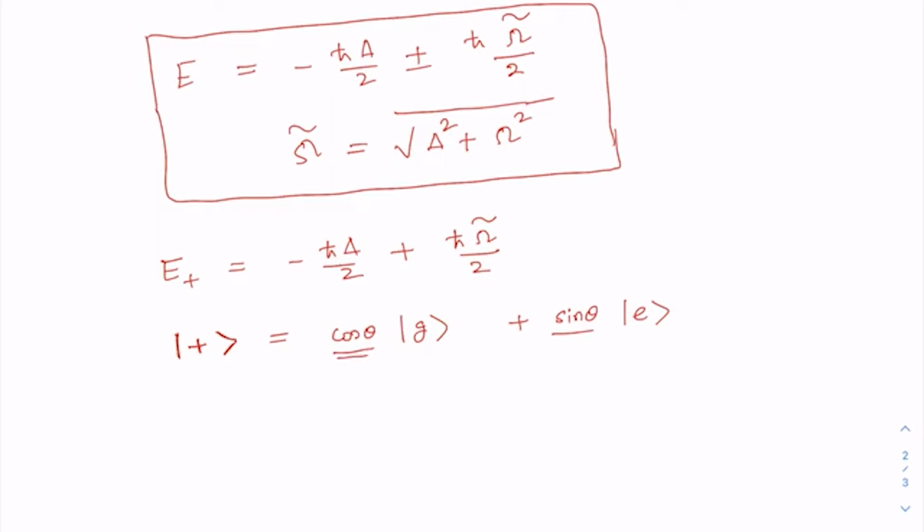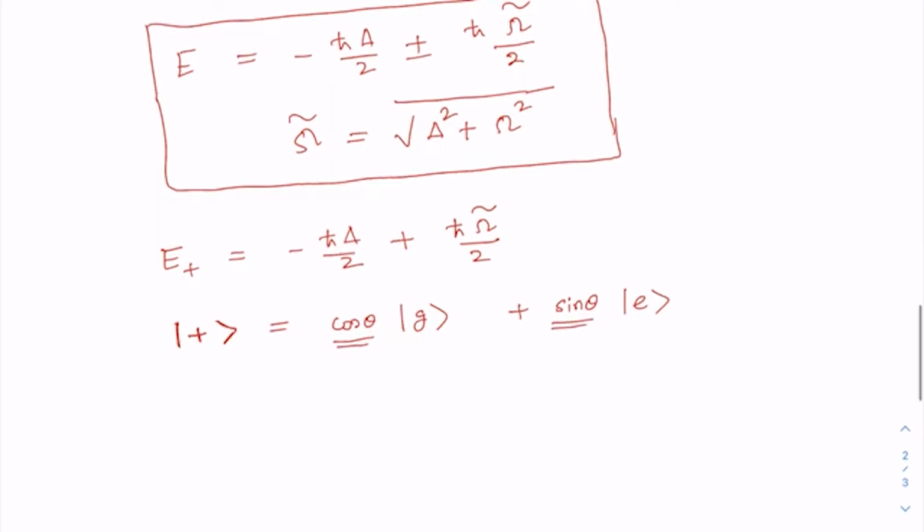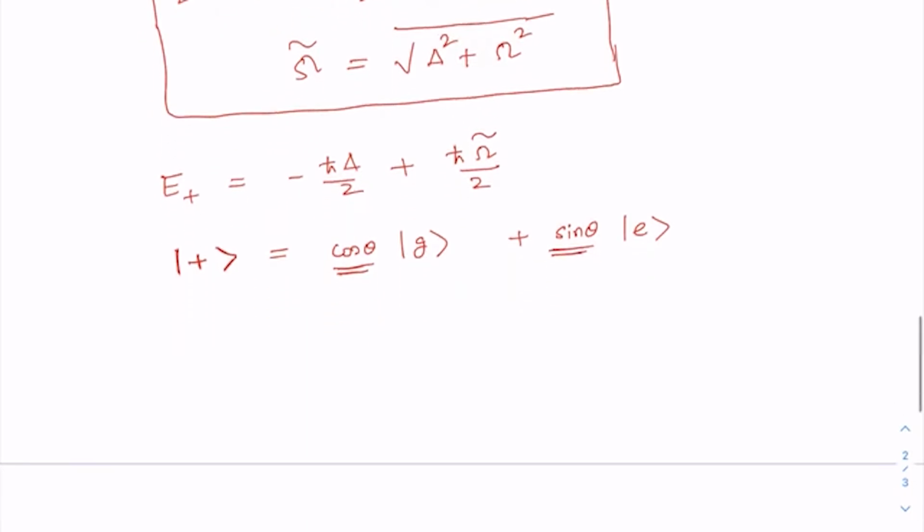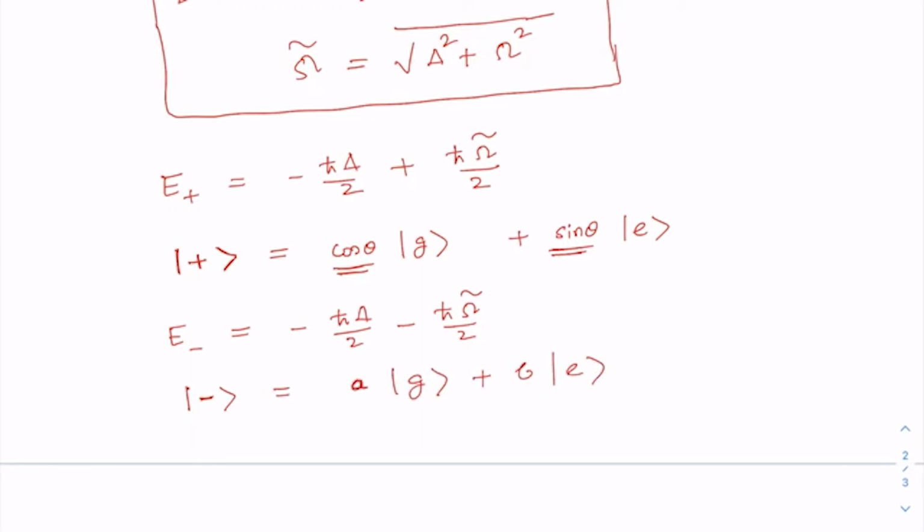I have taken it in such a way because I know that the coefficients mod squared, if I sum them, have to equal 1, and cos squared θ plus sin squared θ is equal to 1. So this is what I have. On the other hand, for the other eigenvalue, minus ħδ/2 minus ħΩ̃/2, let us say it is represented by this ket |−⟩, which is a|g⟩ plus b|e⟩, where again I have to find the coefficients a and b.